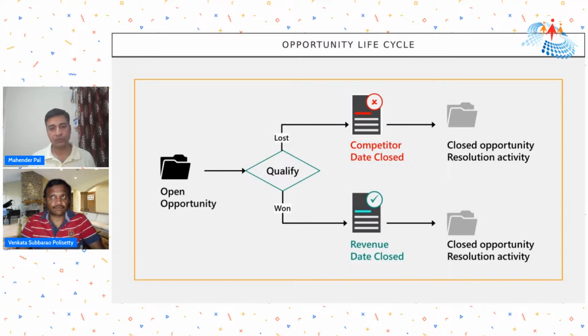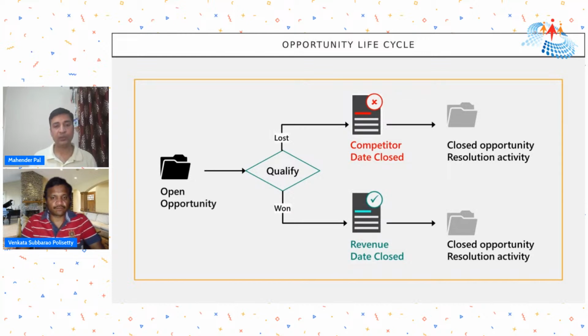and we move to the next stage. There the revenue is calculated, that is, how much revenue we are going to get from this opportunity, and the close date is captured by the system, and we close that opportunity. Behind the scenes, a resolution activity is created for that opportunity.